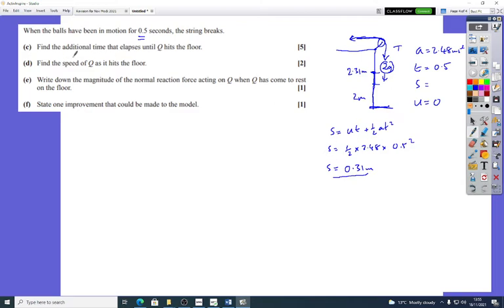Another thing we need to find is the additional time that elapses until Q hits the ground. So from there, it wants to know how long it took to hit the ground. What we definitely know is the displacement, the height from the ground, which is 2.31. Now, we've been told that the string is broken, so there's no tension. So this is now free falling. And if it's free falling, we know that it's coming down.